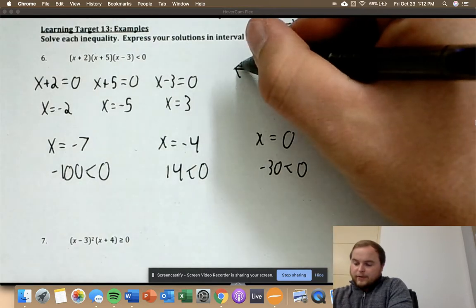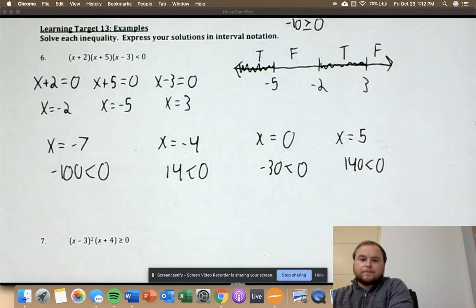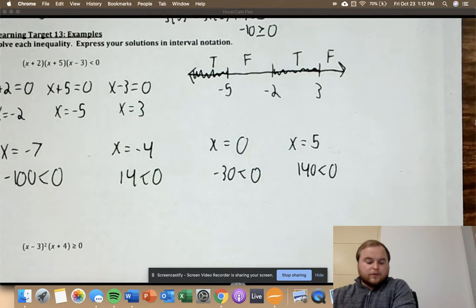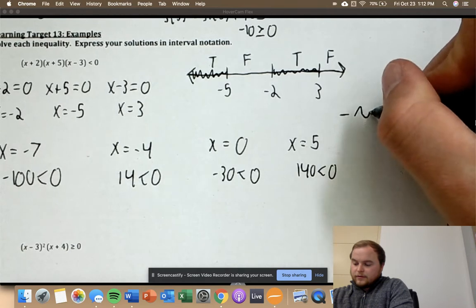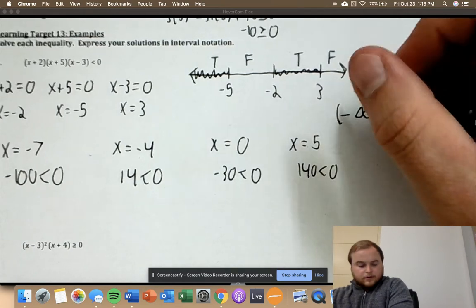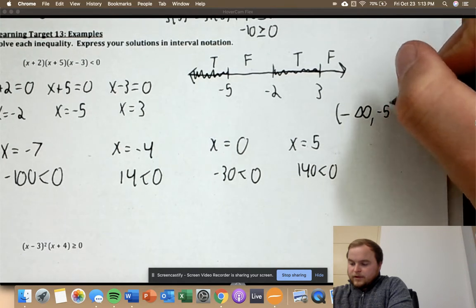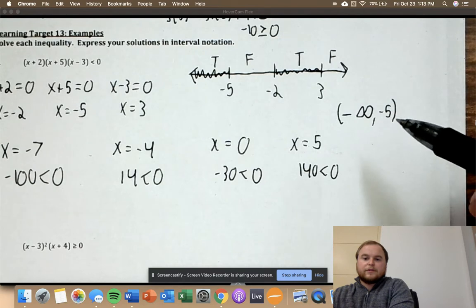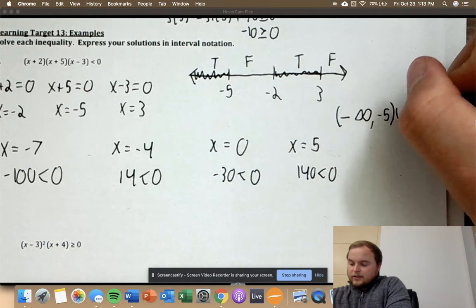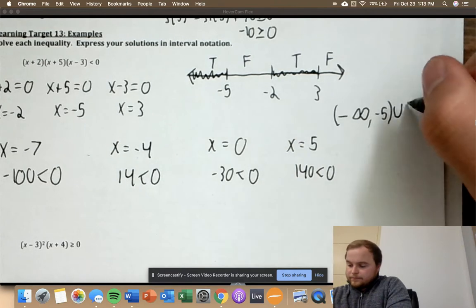So we only care about the parts that are true, which are just these two intervals here. So we would write that, because it's going from -infinity to -5. And remember, this is just less than, not less than or equal to. So we want parentheses around these numbers. And that's including from -2 to 3.